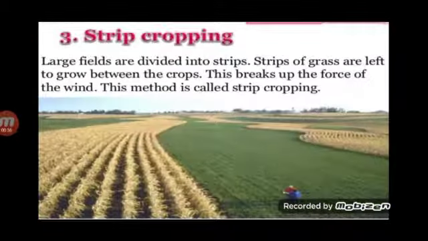Third, strip cropping. Large fields can be divided into strips. Strips of grass are left to grow between the crops. This breaks up the force of wind. This method is called strip cropping.